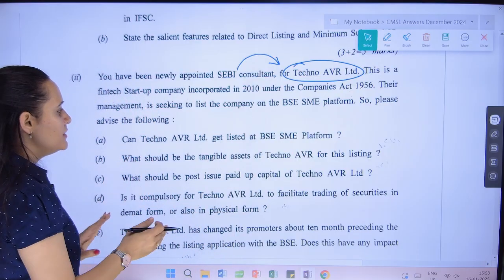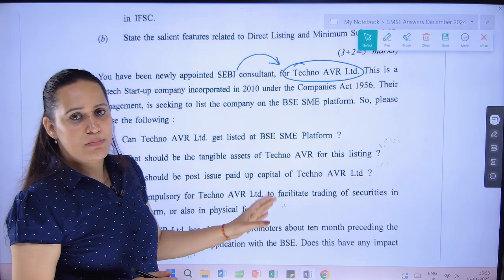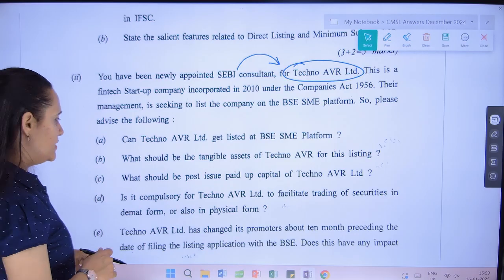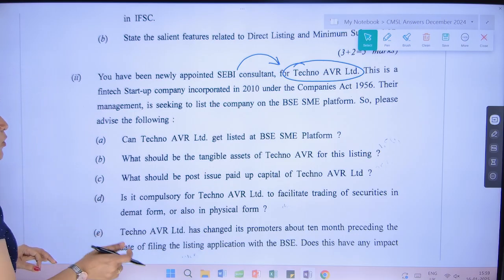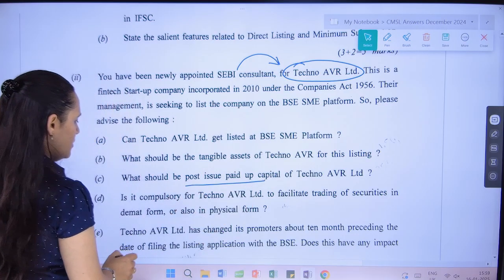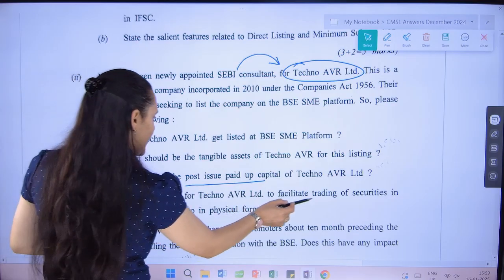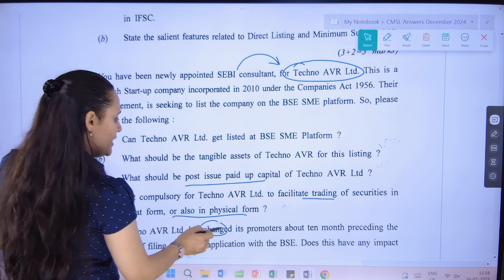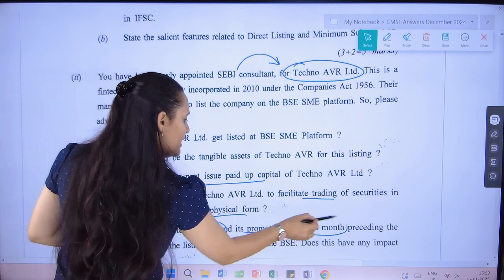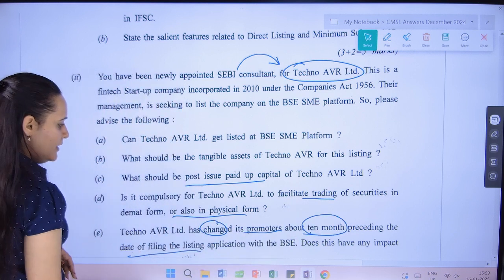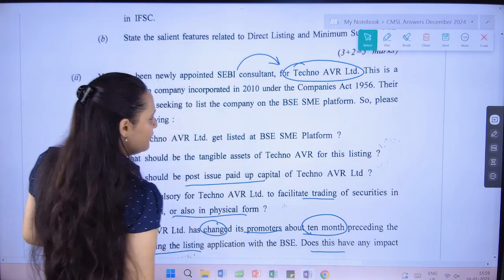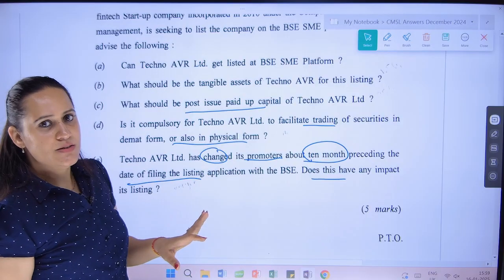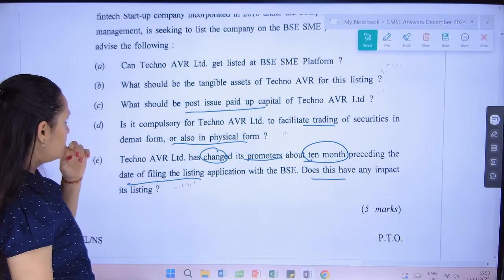Can Techno AVR Limited get listed on the BSE SME platform? What should be the tangible assets of Techno AVR for the listing? What should be the post-issue capital? Is it compulsory to facilitate trading in physical or demat form? The company has changed its promoters about 10 months before the date of filing with the BSE. Will it impact the listing? So again, all are direct questions that are asked.